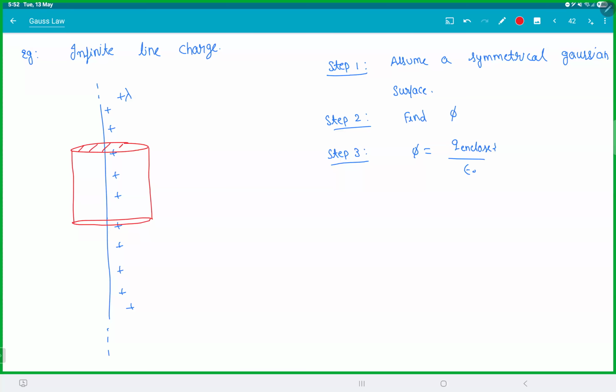So it should be a closed figure. We close it on the top, we close it at the bottom. So there, this is your Gaussian surface. This is not real. This is just your imagination. It is just a closed figure, with length L and radius R.